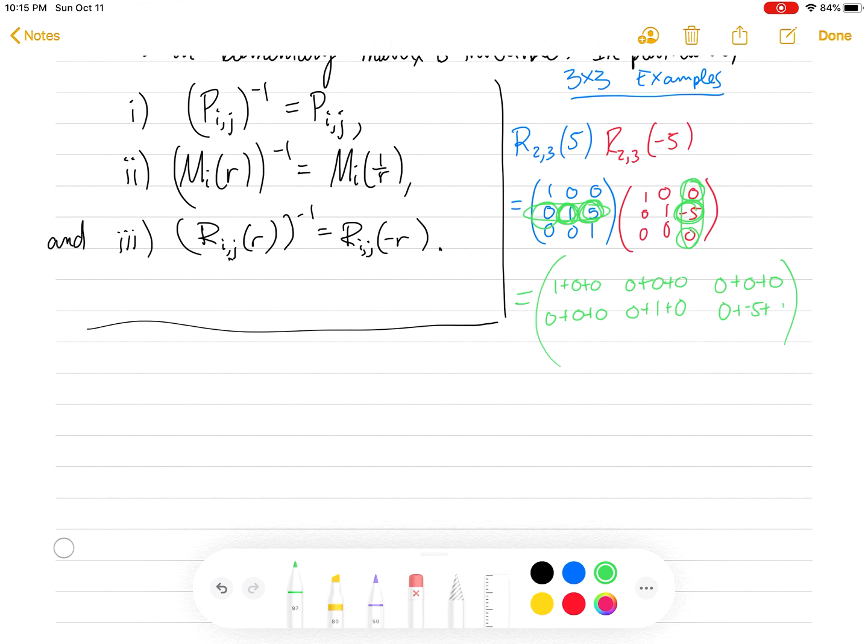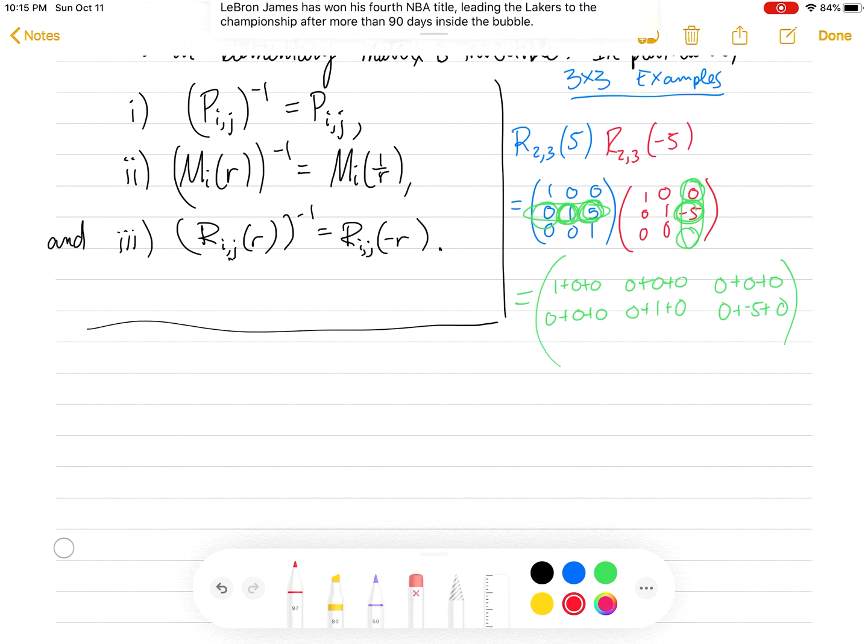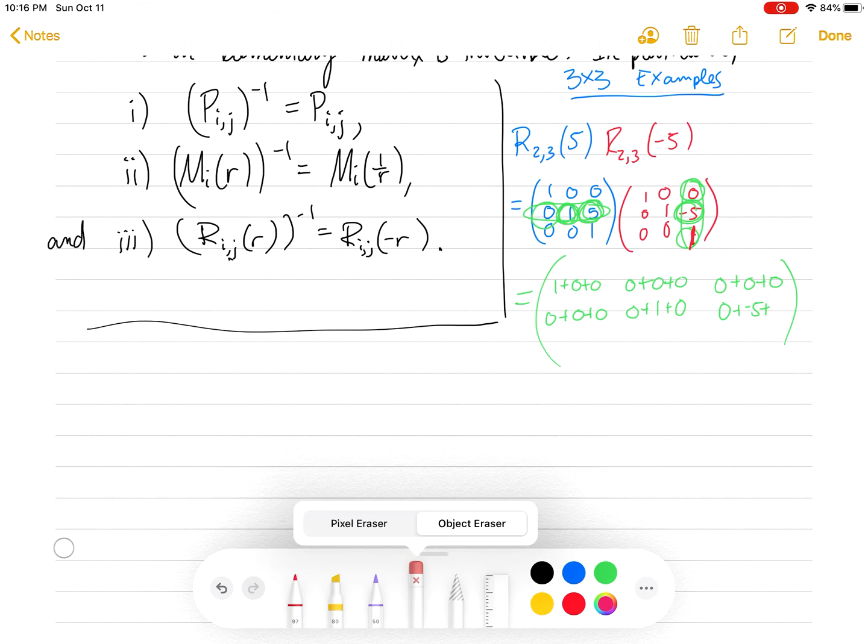Here we go. 0 times 0 is 0 plus 1 times -5 is -5 plus, here we go, 5 times 0 is 0. Did I do something wrong? Ooh, I wrote it down wrong. There's a problem here. There should be a 1 right there, right? I miswrote my matrix. There should be a 1. So that's going to change things a little bit, right? Let's do that one more time.